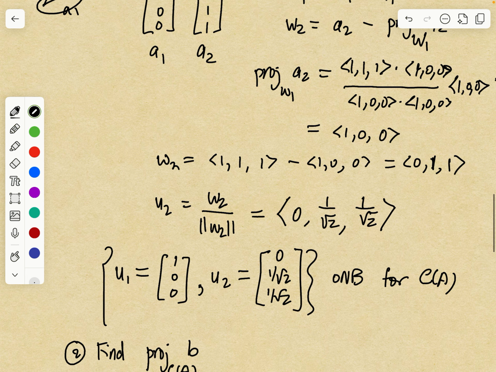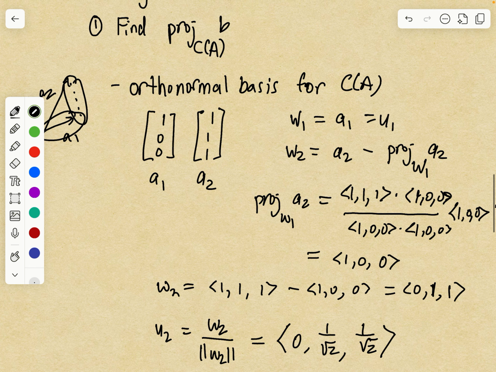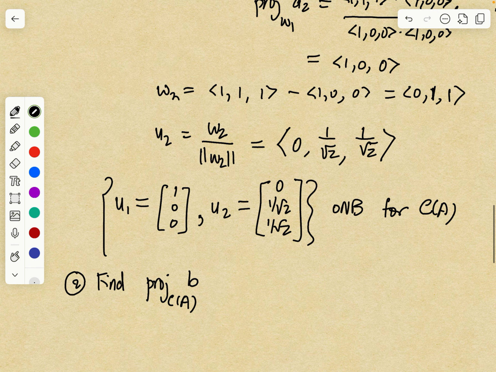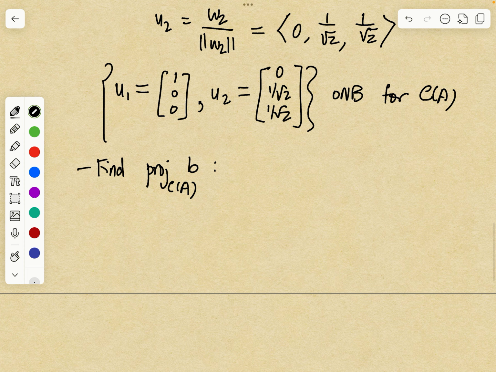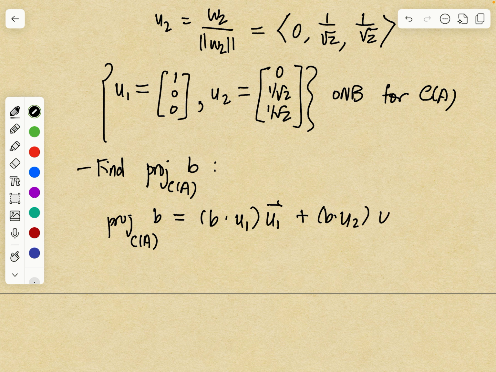Step 1 was find an, oh wait. Oh, we're still in step 1. Okay, fine. Step 1 was broken into 2 steps. Now we're ready to find the projection because, remember the formula, the projection of B onto the span of U1 and U2, U1, U2 are orthonormal, so the projection of B onto the column space of A is just B dot U1, U1 plus B dot U2, U2. Okay, sometimes I'm drawing the arrows, sometimes I'm not drawing the arrows.